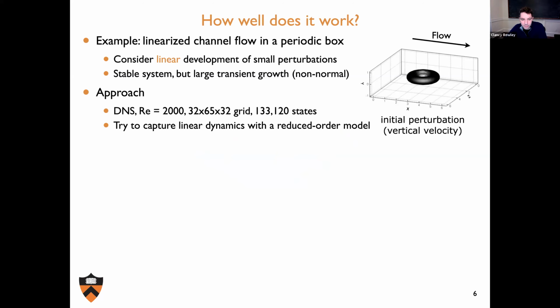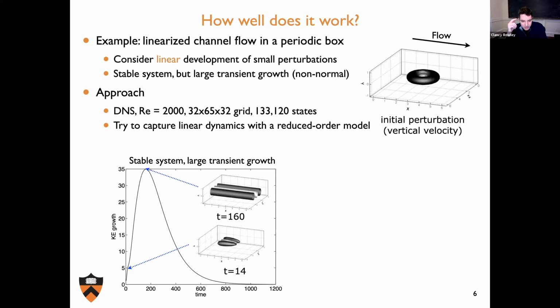So what happens in this flow? Well, actually, Peter Schmid has studied these flows for a long time and was one of the people really to identify this as a really important mechanism. This linear system is stable, but before this perturbation decays away, it grows a large amount. I mean, here by a factor of 35. This is Reynolds number 2000. So you see it eventually decays.